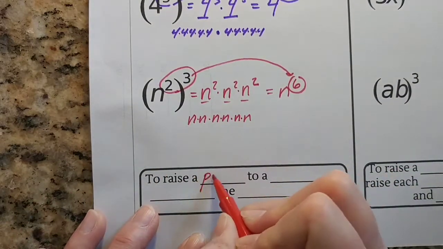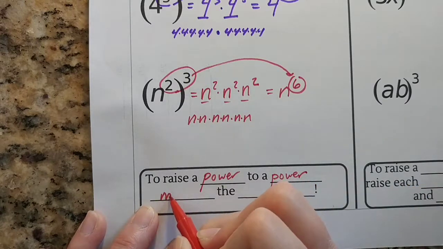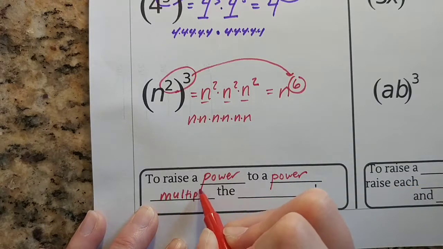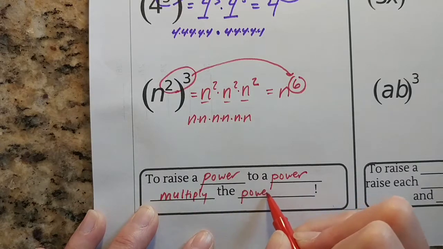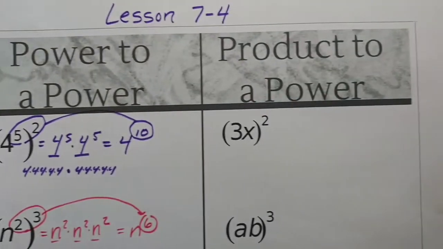Okay, let's go down here to the rule. To raise a power to a power, multiply the powers. And the base stays the same. Perfect. Now let's take a look at the next one.